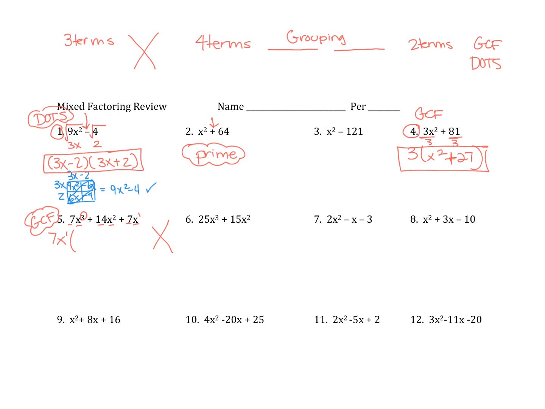So 7x cubed, the 7's cancel, and x cubed divided by x to the first, I subtract my exponents, I get x squared. 14 divided by 7 is 2, x squared divided by x is x. 7x divided by 7 is 1, x divided by x is 1, so I have a 1 left here, not a 0. 7x fully cancels 7x when I divide by it, and I have 1 left over.